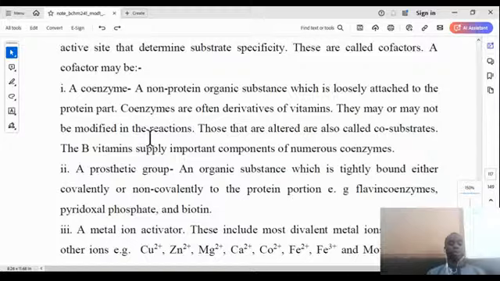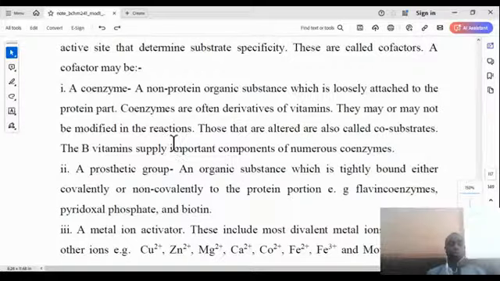A coenzyme is a non-protein organic substance which is loosely attached to the protein part. Coenzymes are often derivatives of vitamins. So we get coenzymes in our diet from foods that contain vitamins, like vegetables and fruits and so on. So we have vitamins that provide these coenzymes. They may or may not be modified in the reaction.